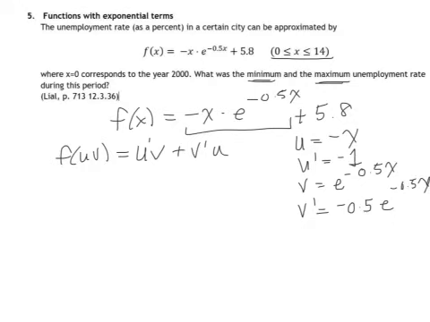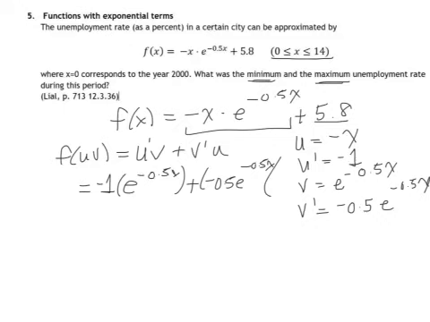Okay, and then we're going to put those back into the product rule. 5.8 is a constant and its derivative is 0, so we don't need to have that included. So it's going to equal u prime, negative 1, times v, which is e to the negative 0.5x, plus v prime, which is negative 0.5 e to the negative 0.5x, times u, which is negative x.